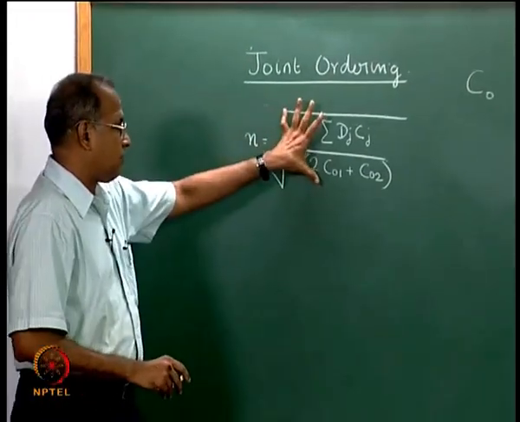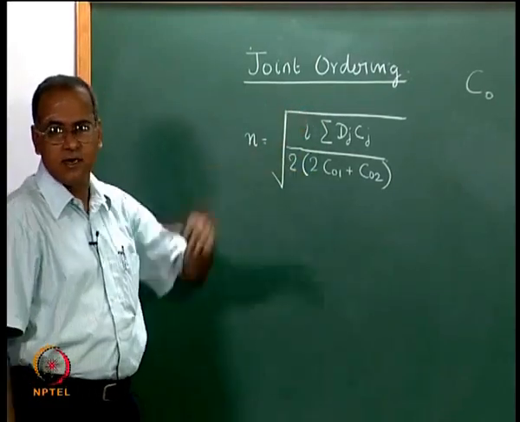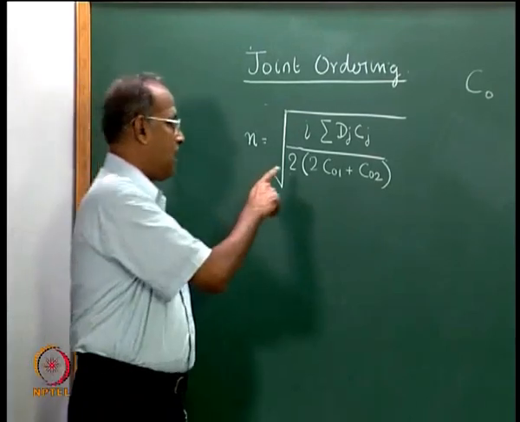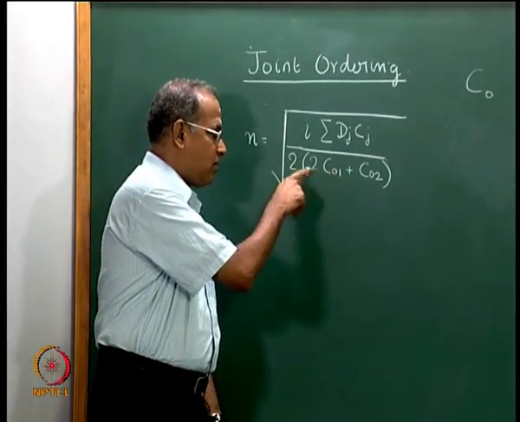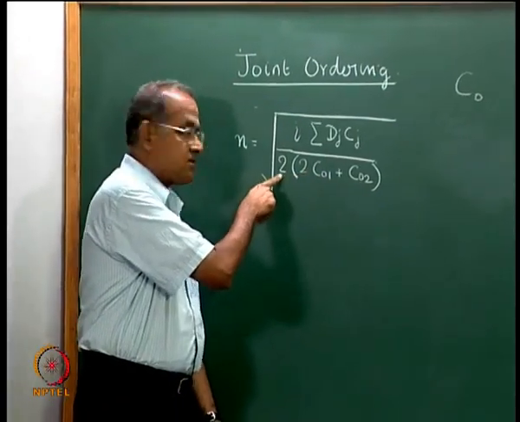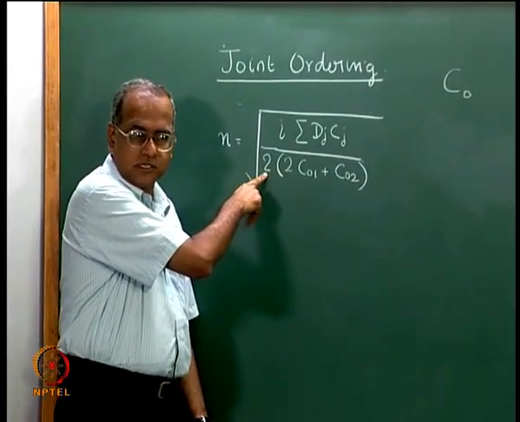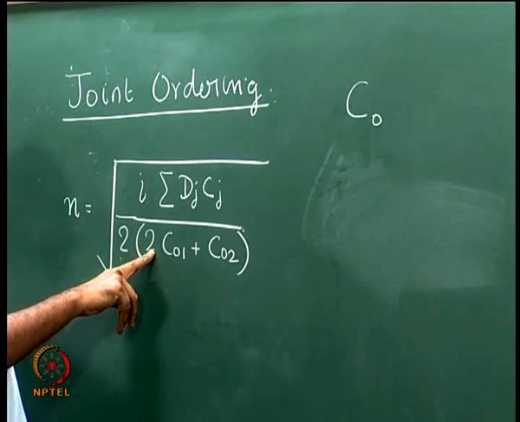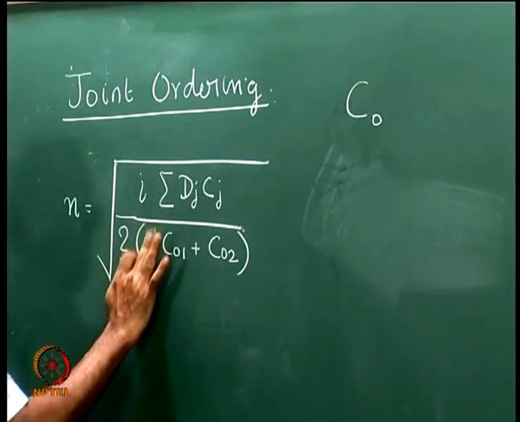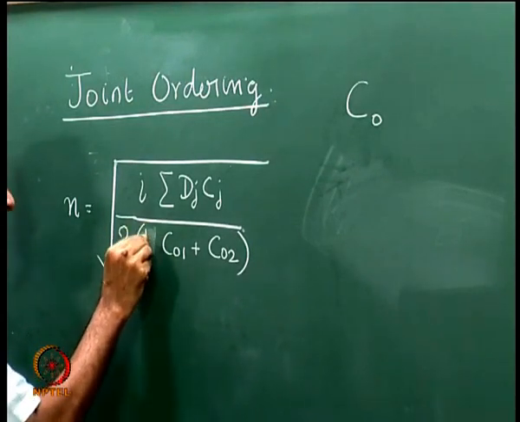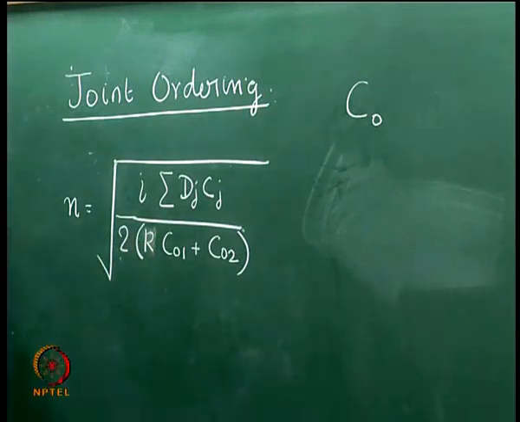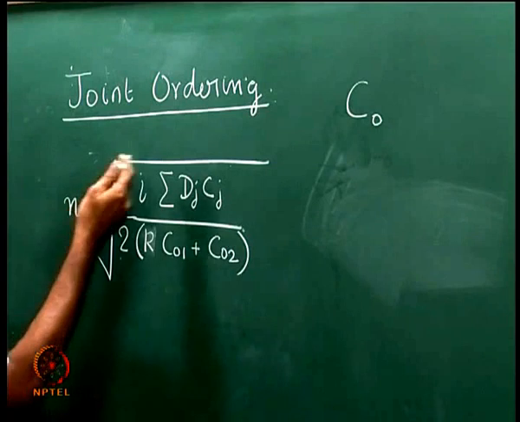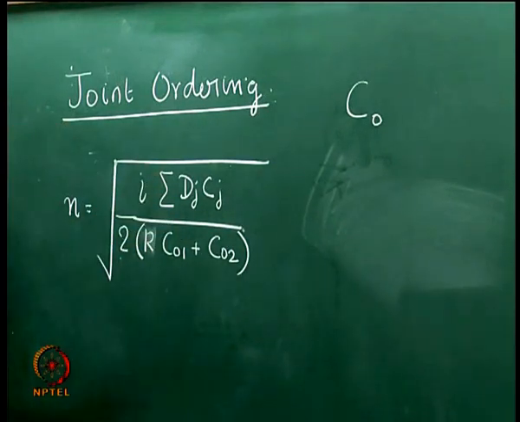Now, this particular formula that we derived in the earlier lecture was for two items. Therefore, we had 2 times C01 here. This 2 comes from the average inventory, so this 2 remains. But in general, if the number of items is k, then this can be rewritten with k times C01 plus C02. Now, we take a numerical example to show the effect of this joint ordering.